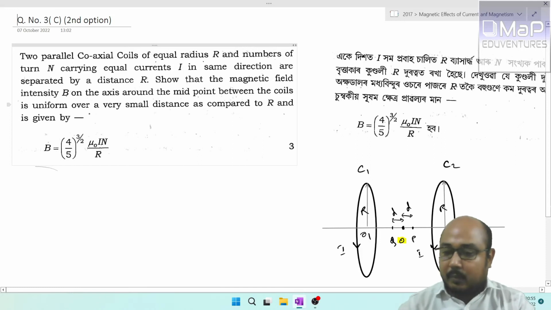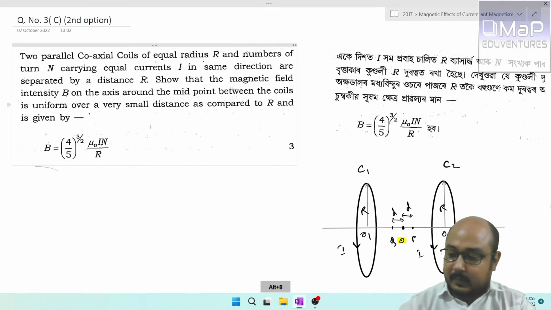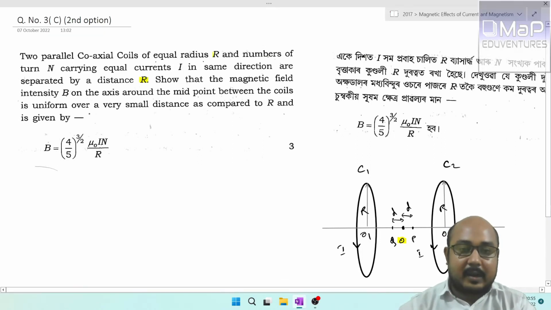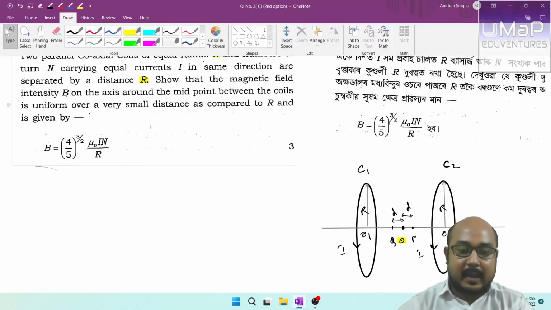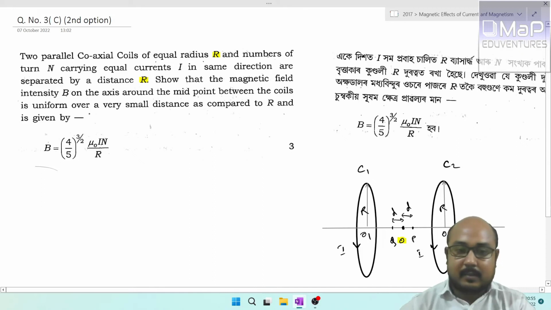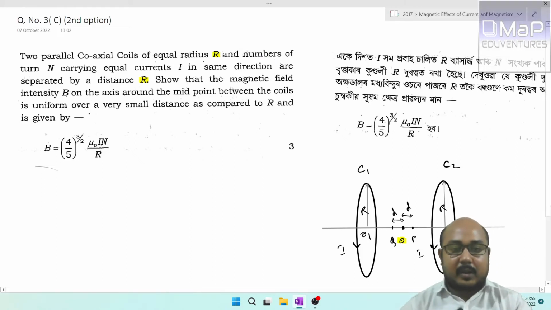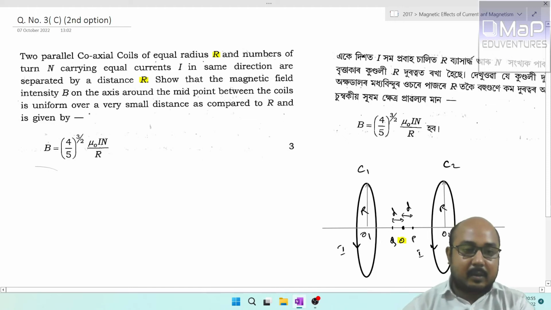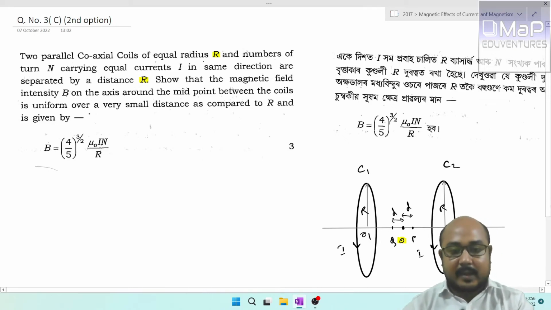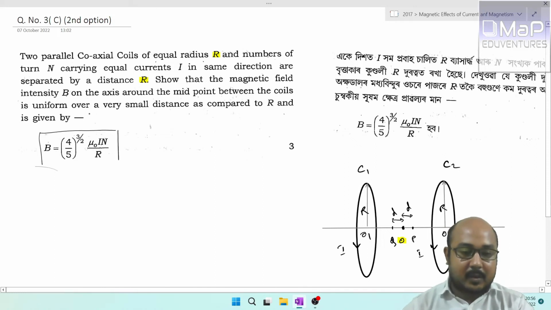Here, note that the distance is r and the radius is r. So the two coils have the same distance and the same radius, so that the magnetic field intensity B on the axis around the midpoint between the coils is uniform over a very small distance as compared to r and is given by this expression. This is the expression for the magnetic field intensity at any point near the midpoint.